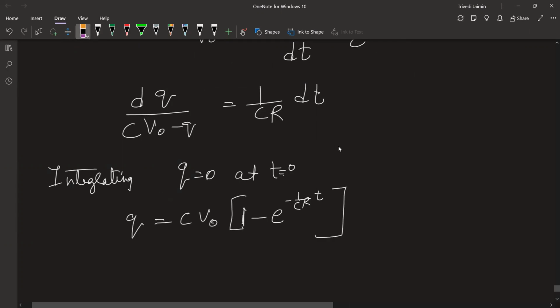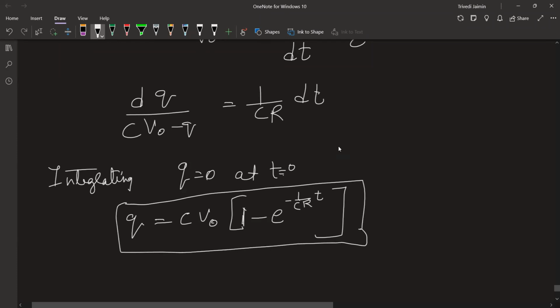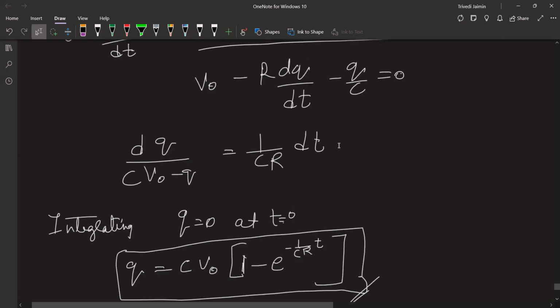This thing they have not asked, or rarely ask, but still just learn this formula. No need to go deep in the derivation, no need to remember the derivation, not required. Just learn this formula, we'll apply this, that's it.